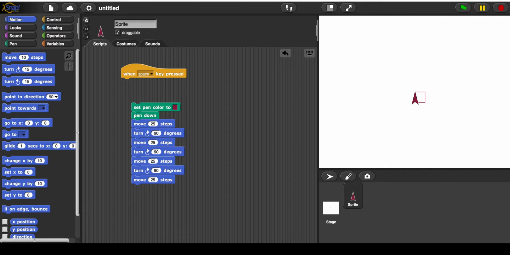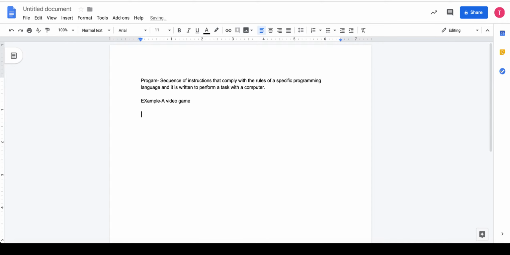So, algorithm: a self-contained step-by-step set of instructions that is used to solve a problem, a specific problem, or a class of problems.